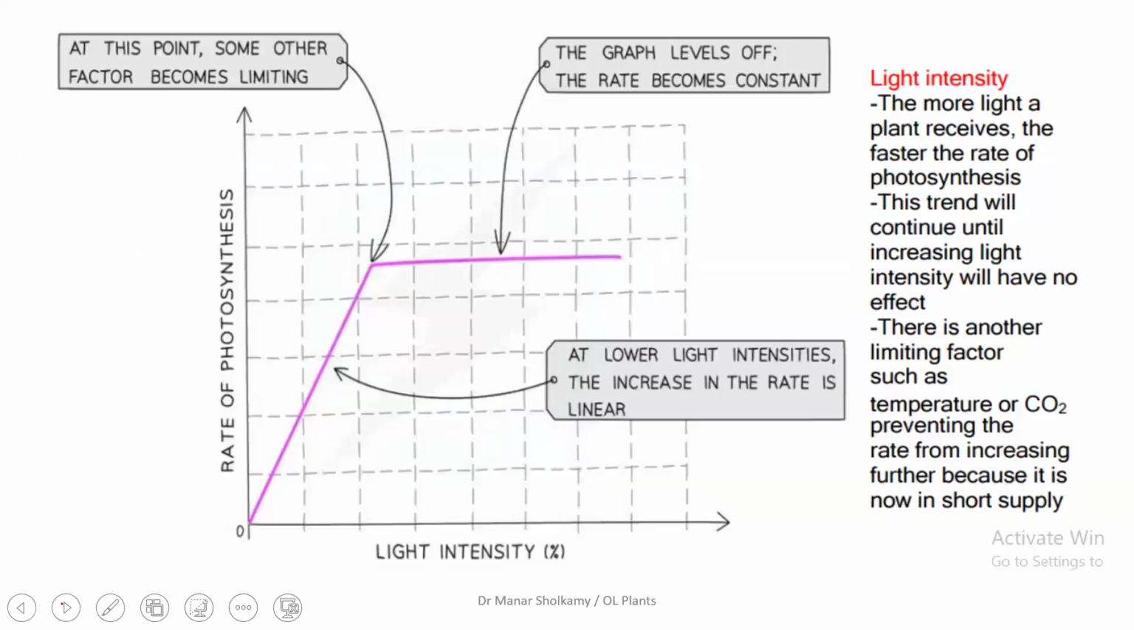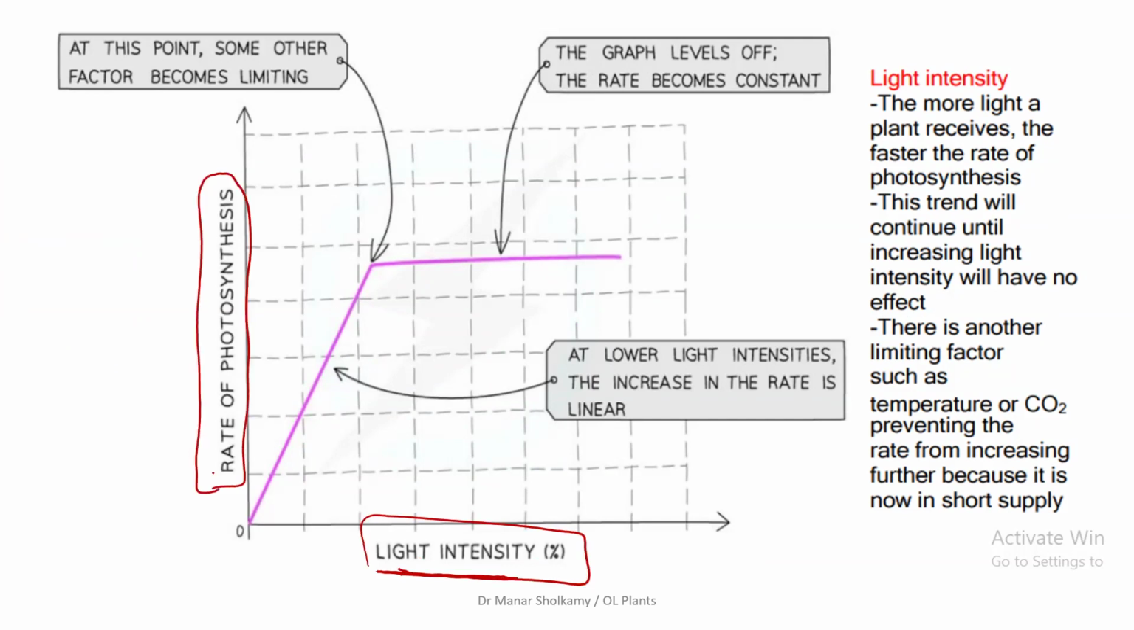Now, another graph. This graph also is showing you that they are changing the light intensity and studying how the change in light intensity is affecting the rate of photosynthesis. Please pay attention to graphs. They love graphs. Okay. Again, we will divide this graph into A and B.